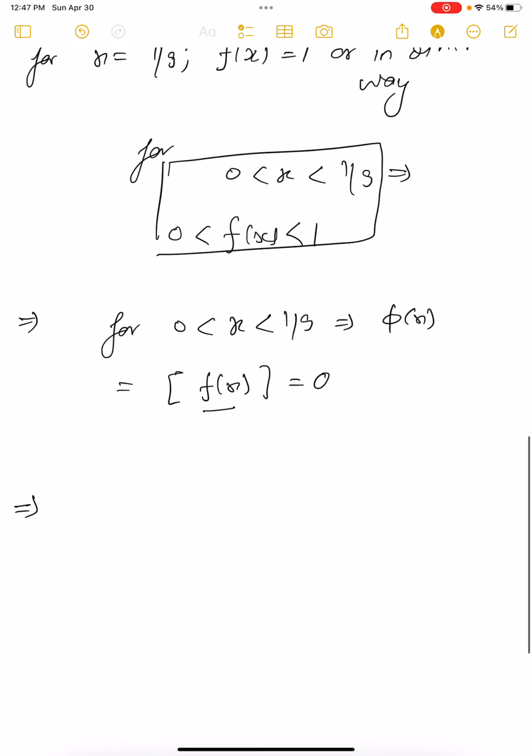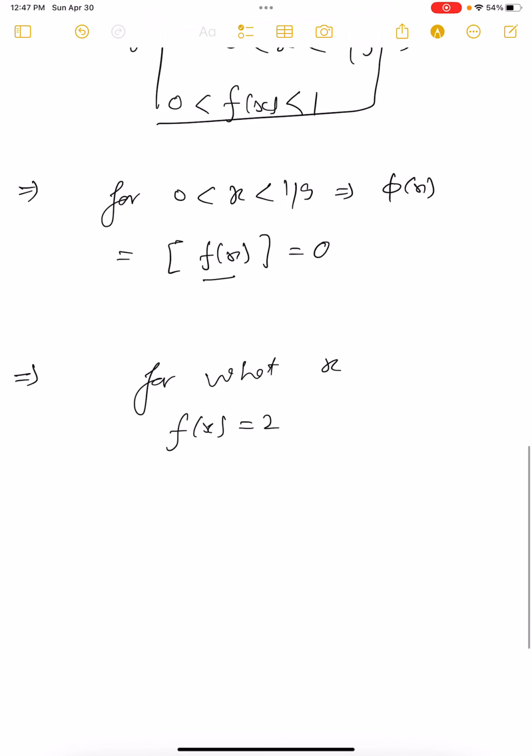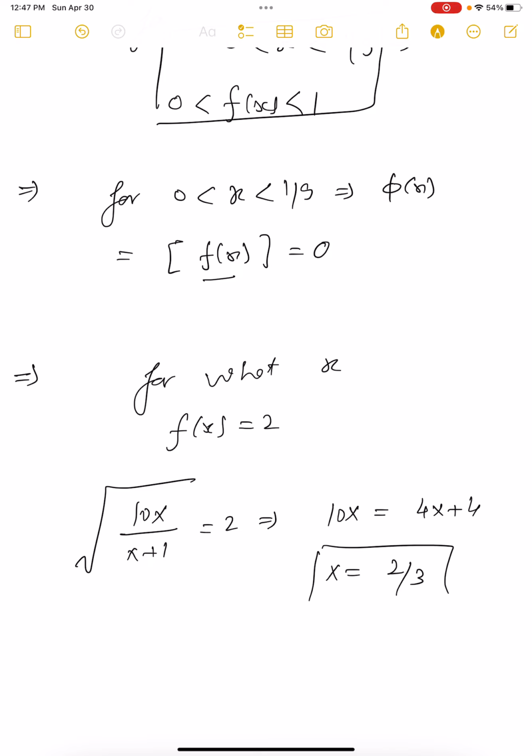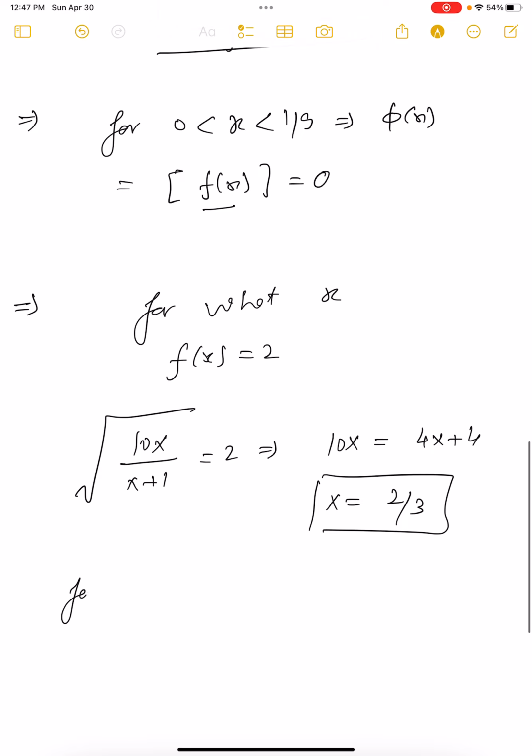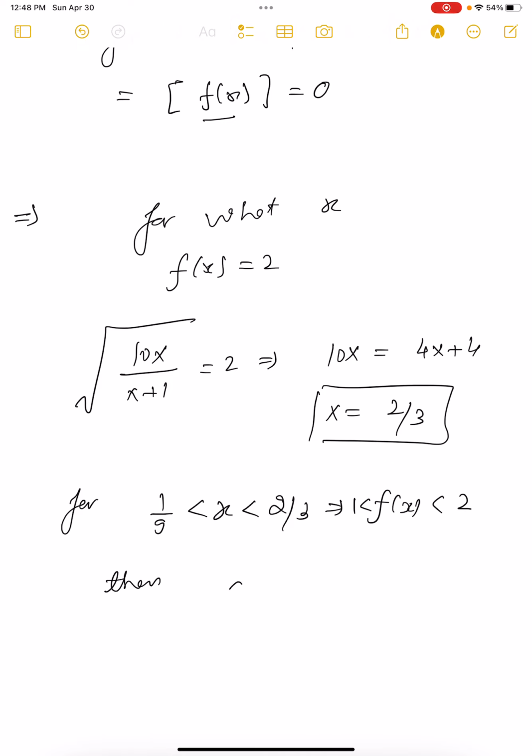that is why the phi of x will be 0. Okay, so now let's see for what x f of x is 2. Okay, so this is 10x over x plus 1, this is 2. It implies 10x is 4x plus 4 and x is nothing but 2 upon 3 when we will solve it. So it means for x which is greater than 1 over 9 but less than 2 over 3, your f of x is greater than 1 but less than 2. So that means then phi of x will be 1 for x greater than 1 over 9 but less than 2 over 3.